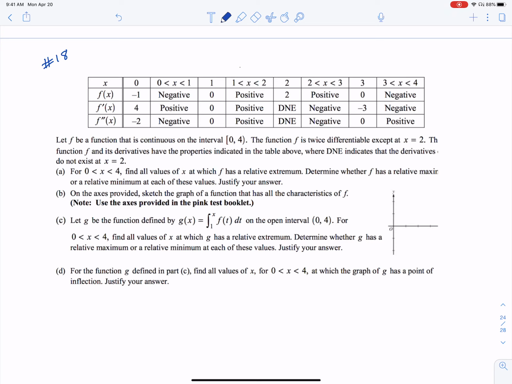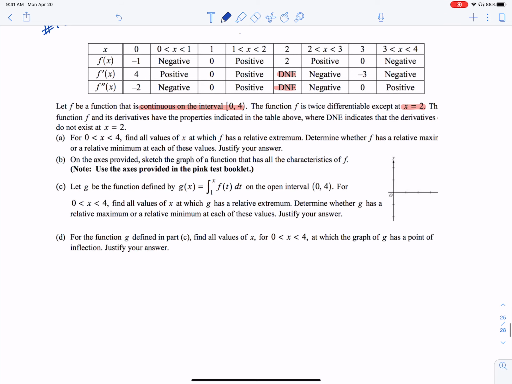Let f be the function that is continuous. That's going to be important. So it's continuous on the interval. The function f is twice differentiable except at x equals 2. So at x equals 2, it's not twice differentiable. The function f and its derivative have the properties indicated in the table, where d and e indicate that the derivative does not exist. So at d and e, it does not exist here and here. Okie dokie. Looks good so far.